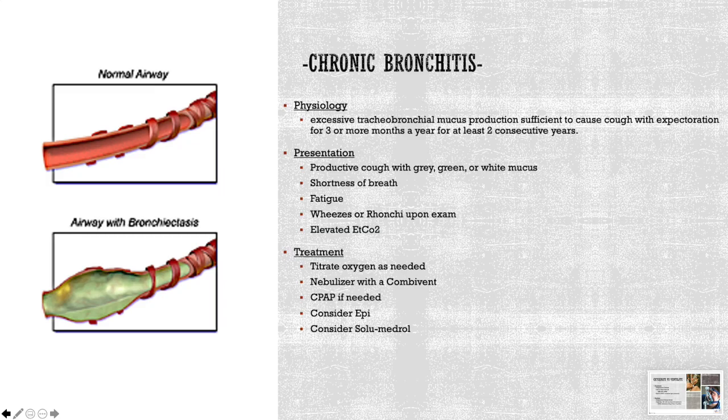So how are these patients going to present? Well, they're going to have a productive cough. It'll be gray, green, or white mucus. Occasionally it'll have streaks of blood in it, but for the most part just a gross gray, green, productive cough. If they call us, they're probably having a shortness of breath, maybe some fatigue, which may be chronic for them. For lung sounds, you're going to have wheezes or rhonchi upon exam. And an elevated end-tidal CO2, they're going to be retaining CO2. They're going to have trouble blowing it off.